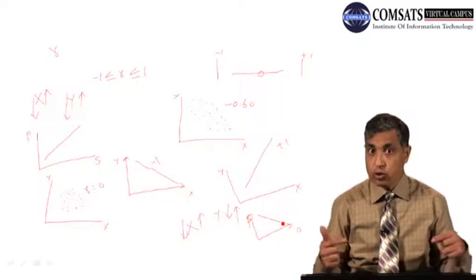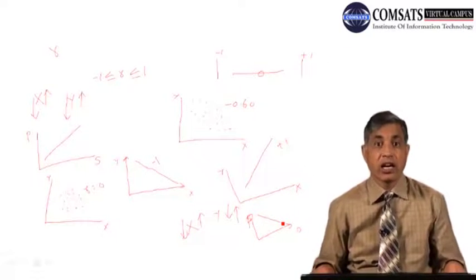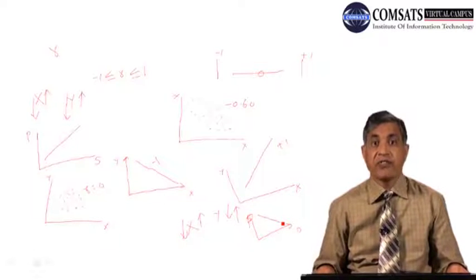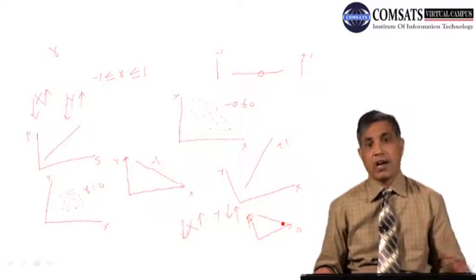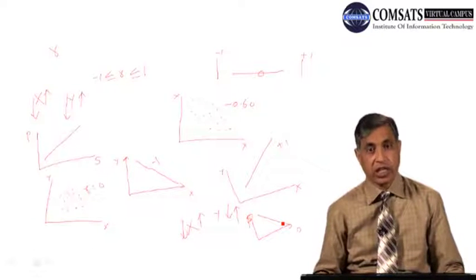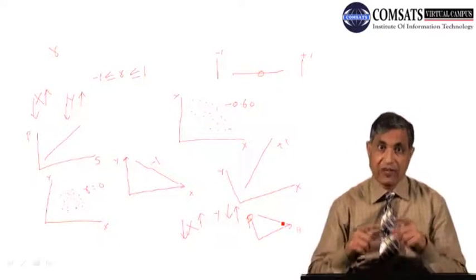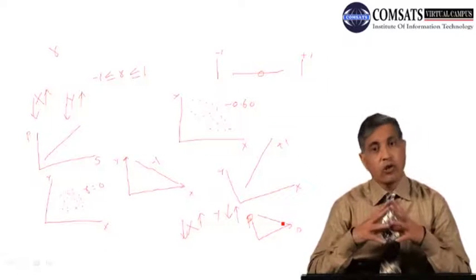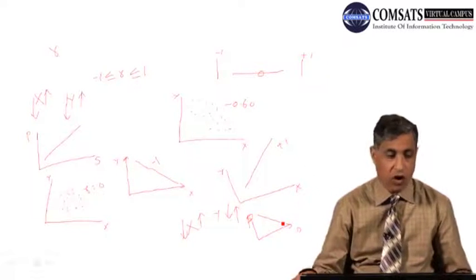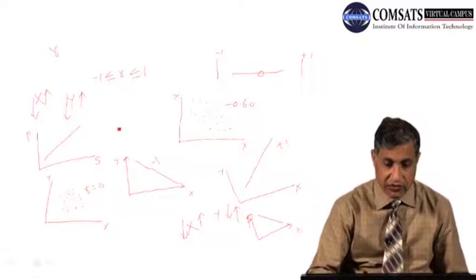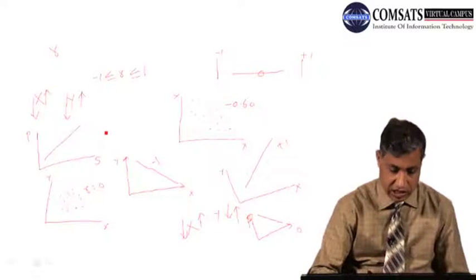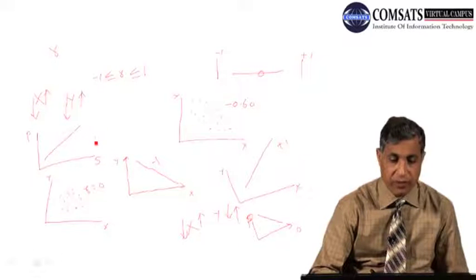The closer it is to 0, the weaker the correlation becomes, whether it is a negative correlation or a positive correlation. So the degree of association is measured by the coefficient of correlation. Now I would like to give the formula for this. What is the formula? This is the simplest formula you should remember.